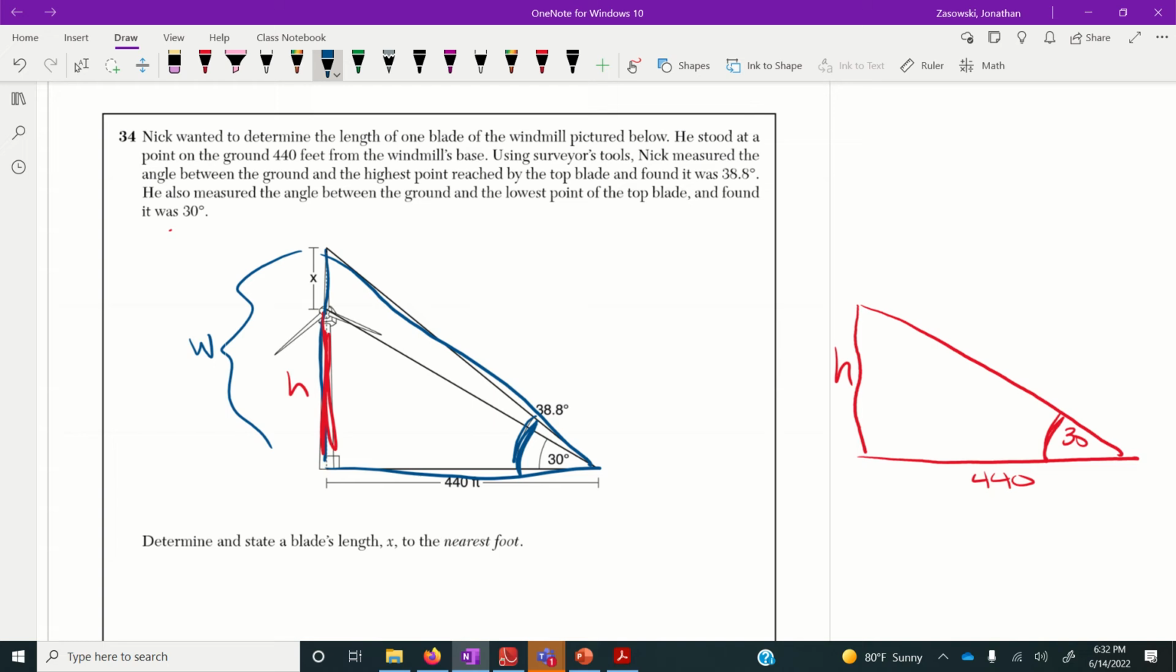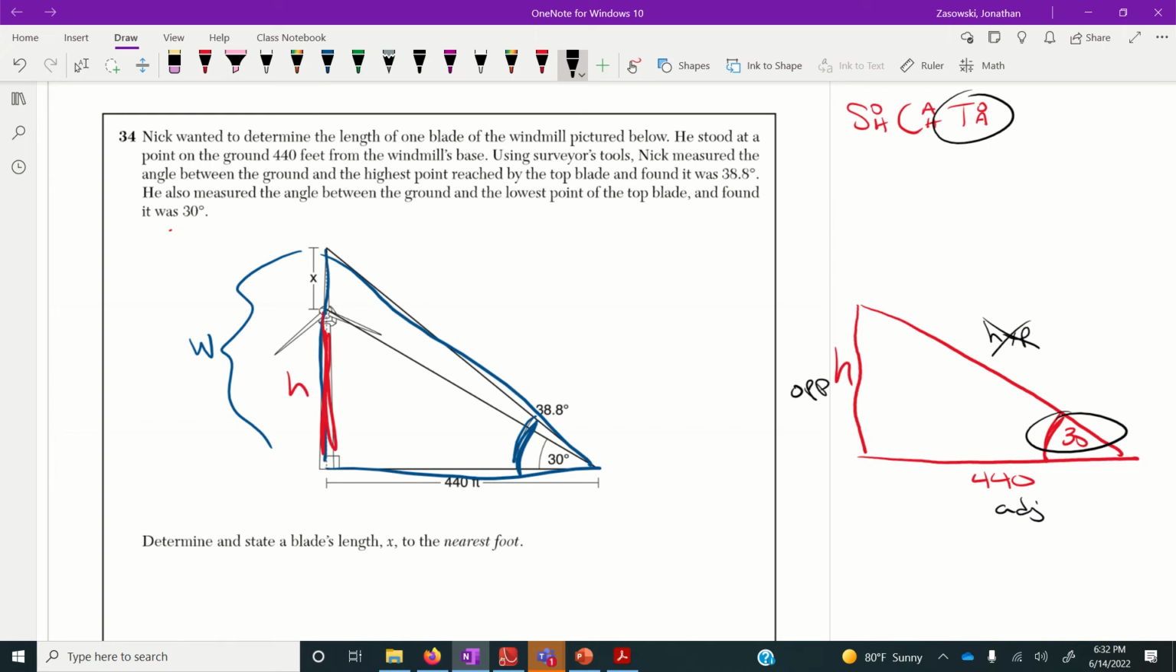So if we take a look at the small triangle first, you guys mentioned we're using Sohcahtoa. So if we write that out for ourselves, we're going to pick our angle and label our sides. The 440 is adjacent because it's next to the angle. H is the opposite. We don't know the hypotenuse, so we're not using that one. That means we're going to be busting out some tangent.